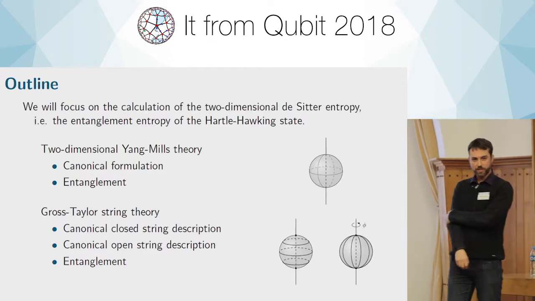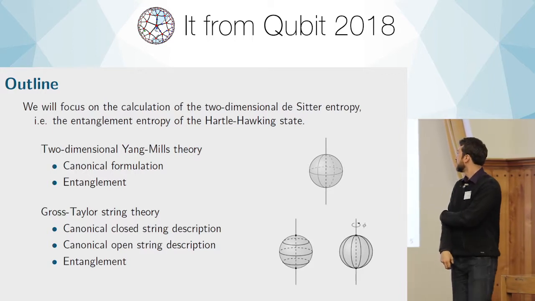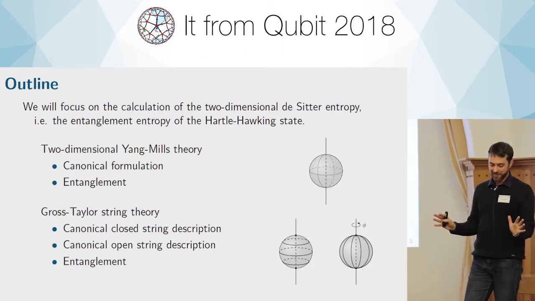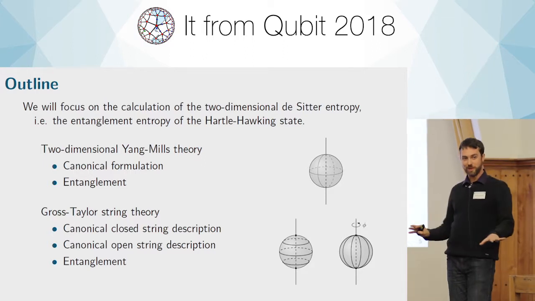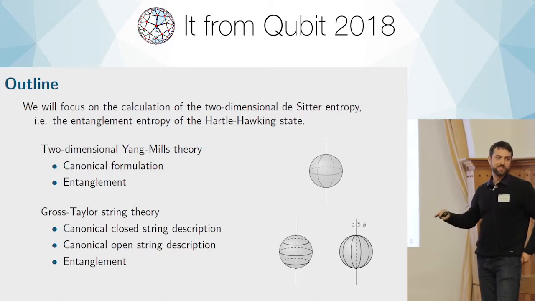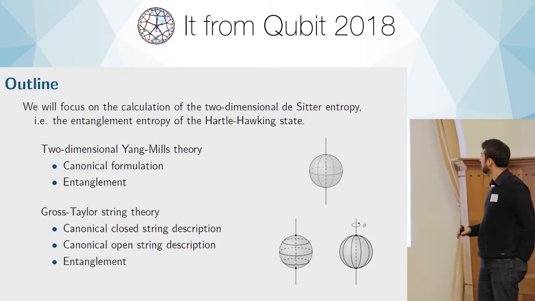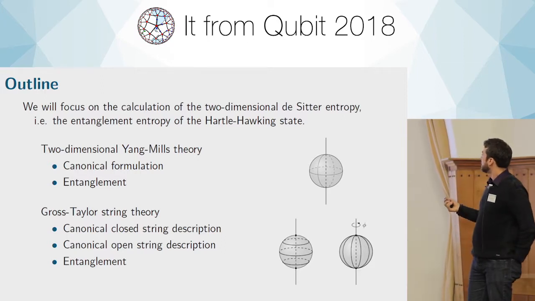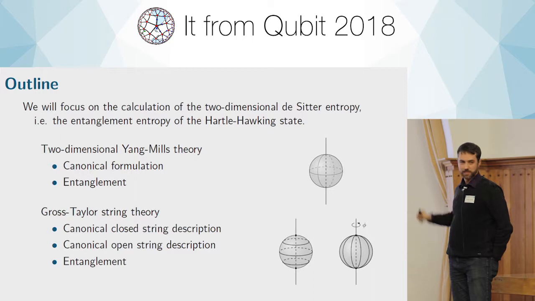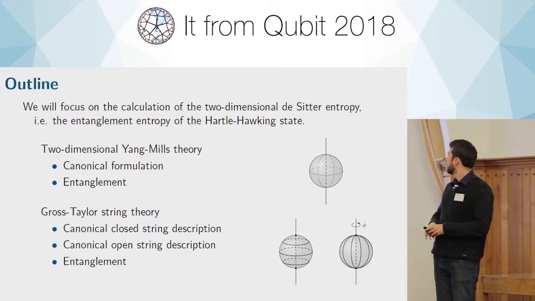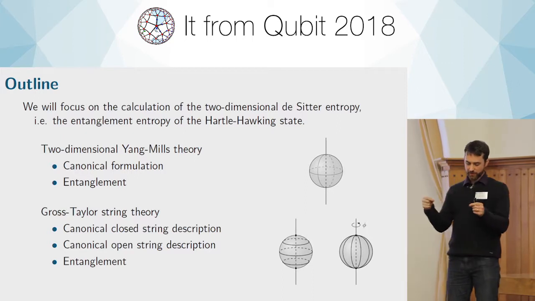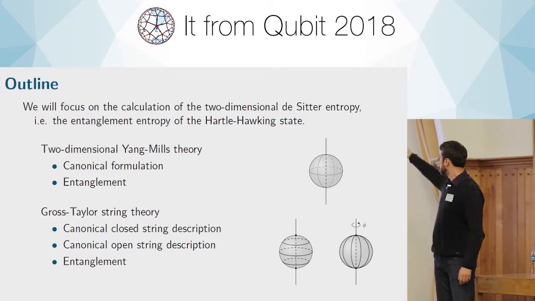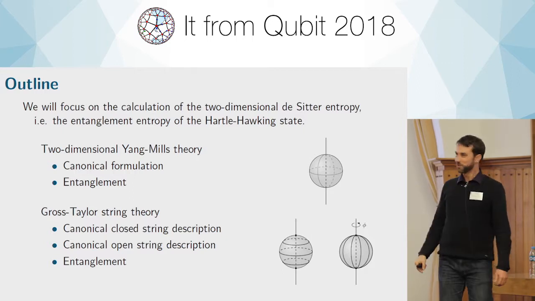Okay, so here's an outline. Our theory is two-dimensional; in fact, both the Yang-Mills theory and the string theory are two-dimensional. So we're going to focus on the simplest two-dimensional case, which is the two-dimensional de Sitter entropy. As a Euclidean calculation, it looks like a sphere partition function where we take our entangling surface to be two points, which will be these poles here, the north and south pole.